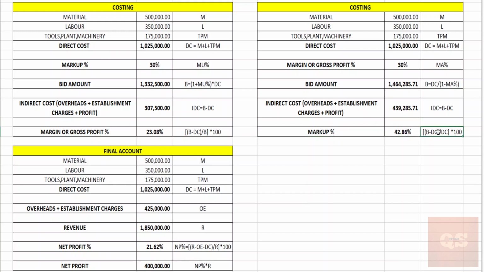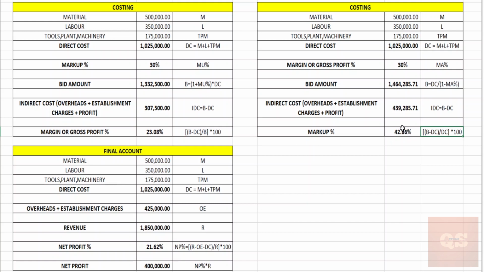And then when you calculate your markup percentage, it will be 42.86%. The formula here is going to be different than your margin percentage. That is your bid amount minus your direct cost divided by your direct cost into 100. If you see your margin percentage, it was divided by your bid amount. That is for your selling price. But here it is divided by your cost price or your direct cost. So that is the main difference between margin percentage and markup percentage.